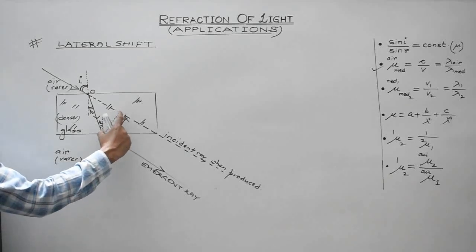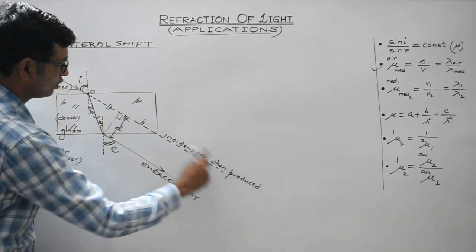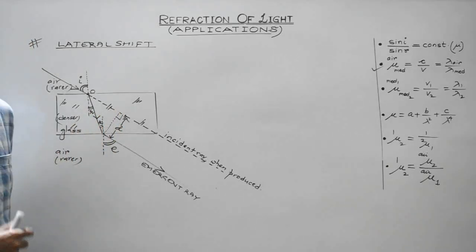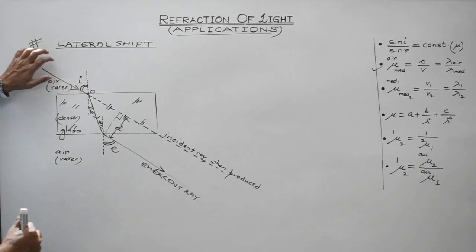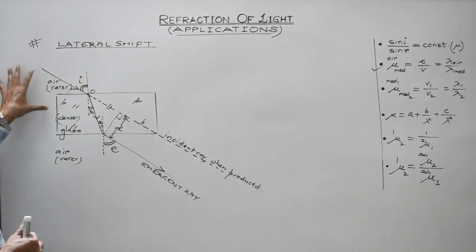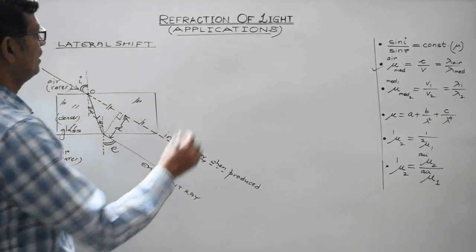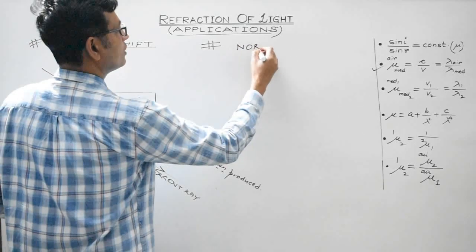And this perpendicular distance between the emergent ray and the incident ray when produced, that gives the measure of the lateral shift. So this is the first application of refraction of light. Right? Let's consider another example. The second application is normal shift.